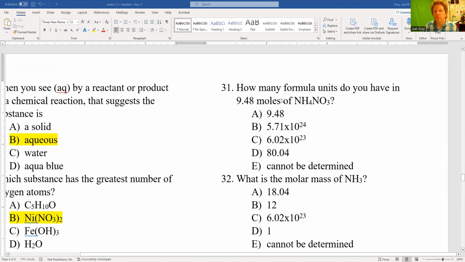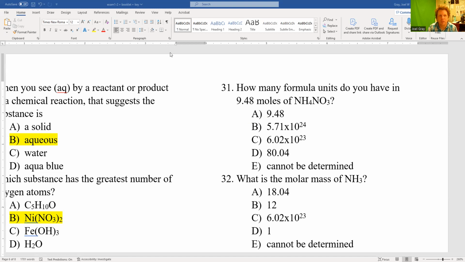Question number 31 reads, how many formula units do you have in 9.48 moles of NH4NO3? So that's ammonium nitrate. One formula unit is equivalent to saying one molecule, so one copy of that. Now, if we have 9.48 moles of NH4NO3, well, we've got to remember, 1 mole is 6.02 times 10 to the 23rd.